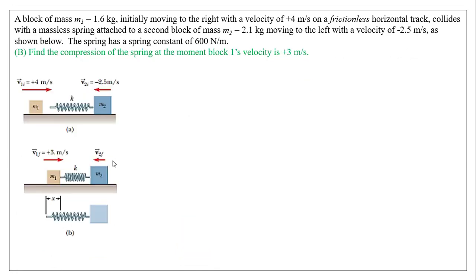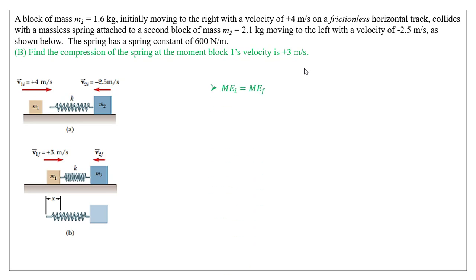Let's go ahead and do part B. Part B wants us to find the compression in the spring when block one's velocity is positive 3 meters per second. So just using common sense, these two blocks are going to collide, and because there's a spring in the center between them, it's going to compress the spring. How much? That's what we're asked to find here.